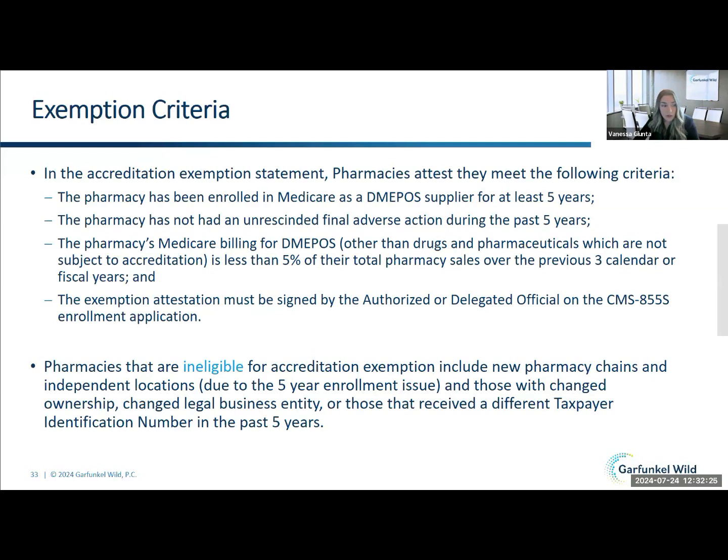So to qualify for accreditation exemption, you would have to attest with an attestation exemption form to the following criteria. That includes what we just covered before, enrolled for 5 years, no unrescinded final adverse action in the last 5 years, less than 5% pharmacy sales, and the exemption attestation itself, in order to be effective, actually has to be signed by the authorized or delegated official that you listed on your 855S application. So it's important to be aware of who that actually is. If you have multiple owners of a pharmacy, it might be one of you, and you have to make sure that it's that person.